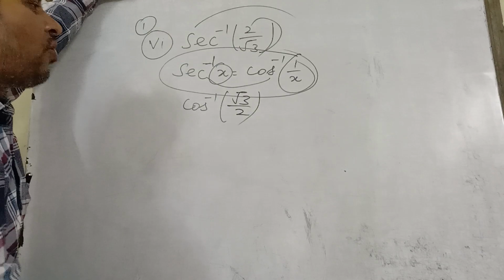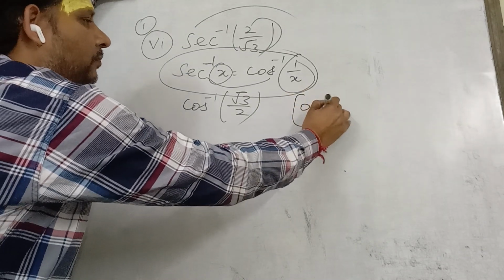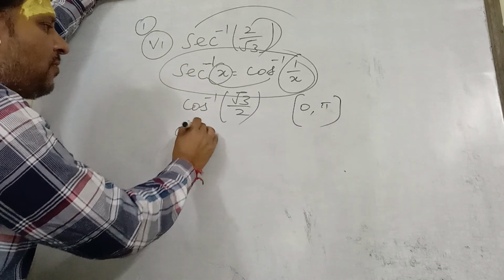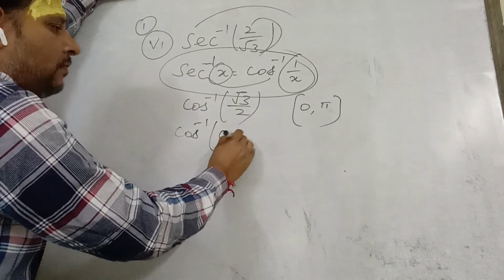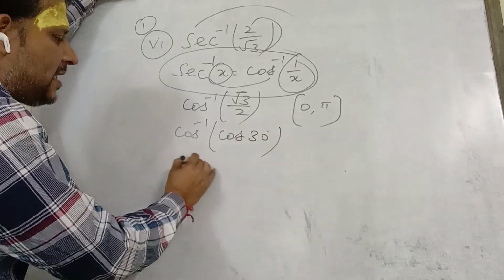And what is the range of the cos inverse x? The range of cos inverse x is 0 to pi. This is the range of the cos inverse x. So cos inverse, this value becomes cos 30 degree. Now cos inverse and cos both cancel.